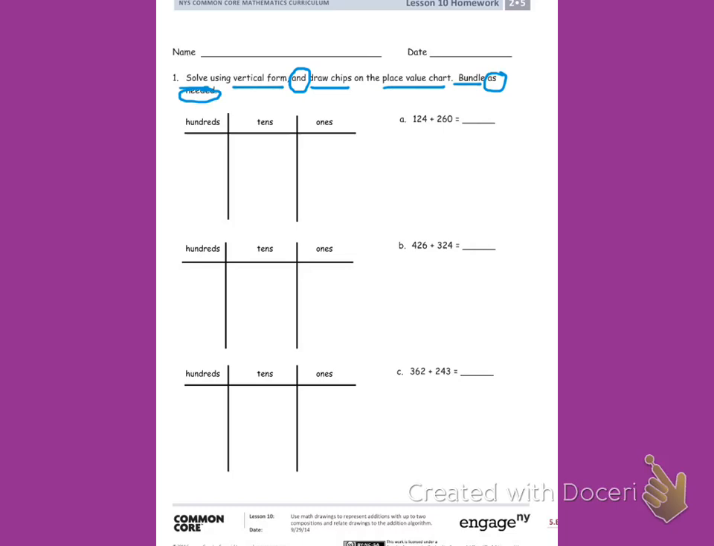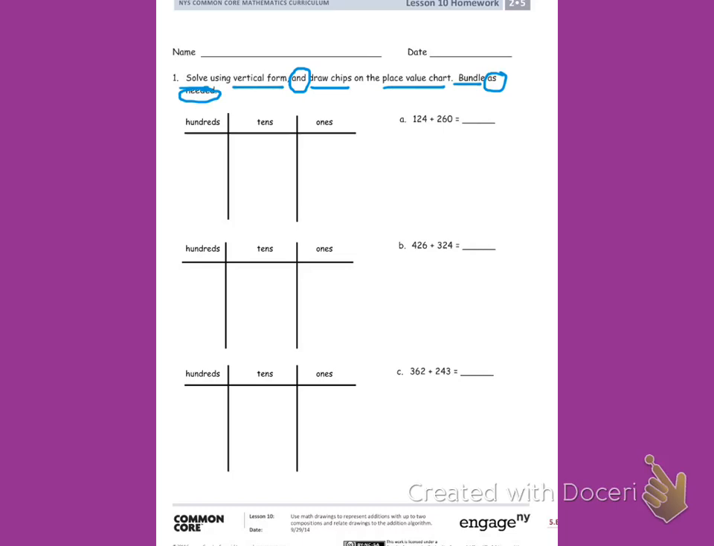I also circled the words "as needed." That reminds me that I only do it if it's needed, and sometimes we don't need to bundle. When we use chips on the place value chart, it takes up a lot less room and it takes a lot less time to draw them. But the chips are just like the place value discs that we drew in lessons 8 and 9. The only difference is we don't have to draw a circle with a number on the inside. Instead, we can use a dot. I'll show you what I mean.